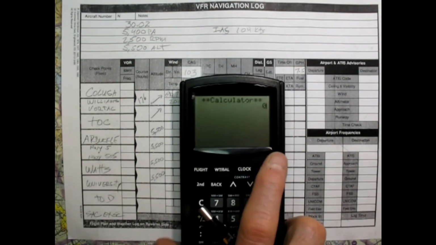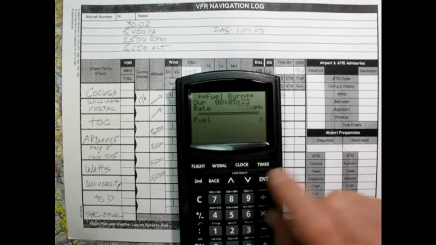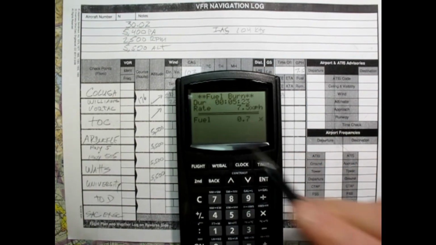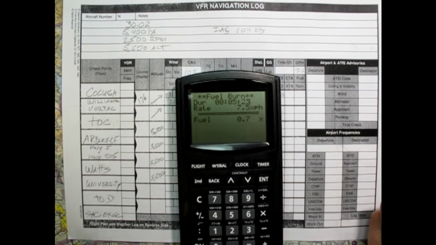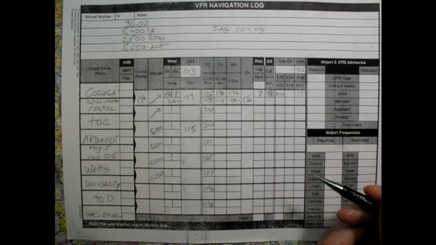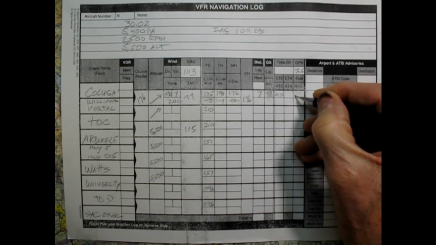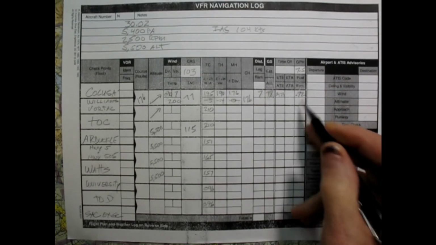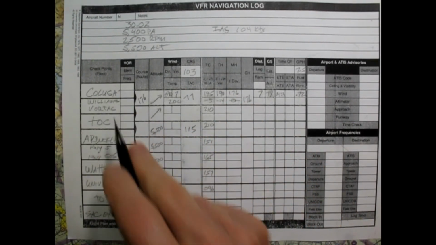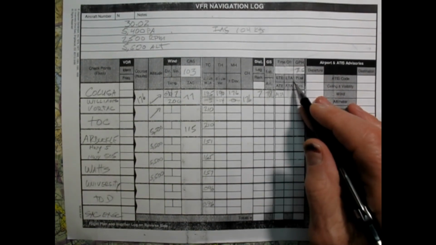And of course, the lazy way is to get our flight computer out, and we have our time here of 5 minutes 23 seconds, and the rate 7.5 gallons per hour. We hit enter, and this leg is going to burn 0.7 gallons of fuel. I'm going to be a bit conservative here because I like to err on the safe side and go with the higher number, and I'm going to use 0.72. So 0.72 gallons we are going to use for this first leg on our flight from Colusa to the Williams Vortec. And now that leaves us with estimated time of arrival.